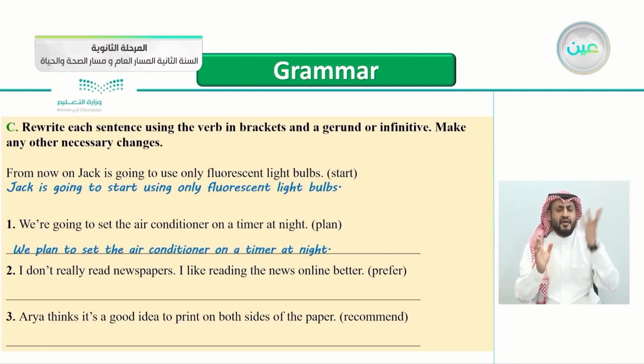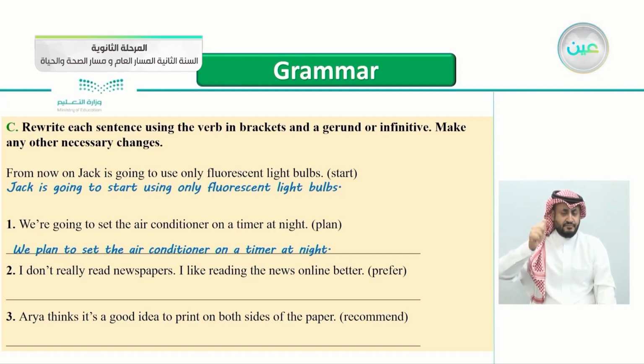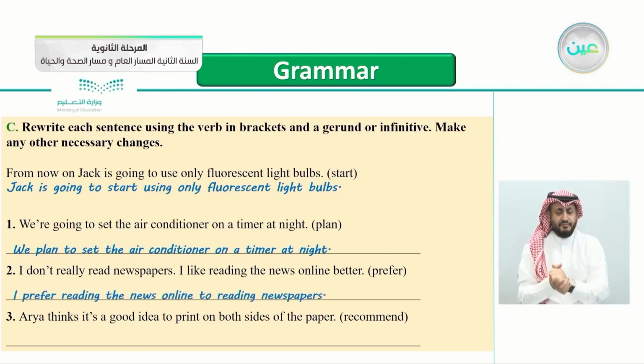Number 2, I don't really read newspapers. I like reading the news online better. And the verb here is prefer. Does prefer go with a gerund or an infinitive? Let's check the answer here together. You say, I prefer reading the news online to reading newspapers.